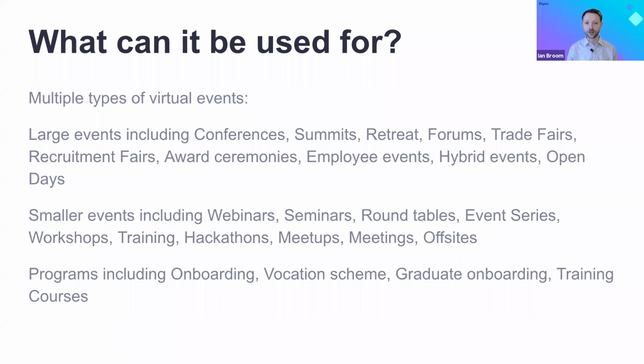And then what we're seeing a lot more of nowadays are organizations using the event capabilities for programs. Programs I describe as multi-week events, but they're not necessarily full-time. So this includes things like onboarding, vacation schemes or graduate onboarding, training courses, things that you might attend 1 or 2 hours a week, maybe only in the mornings, but it could last for 6 or 8 weeks. So customers have been manipulating the event template because the majority of the features are suitable for programs, and just extending the agenda data so that it covers a longer period of time.